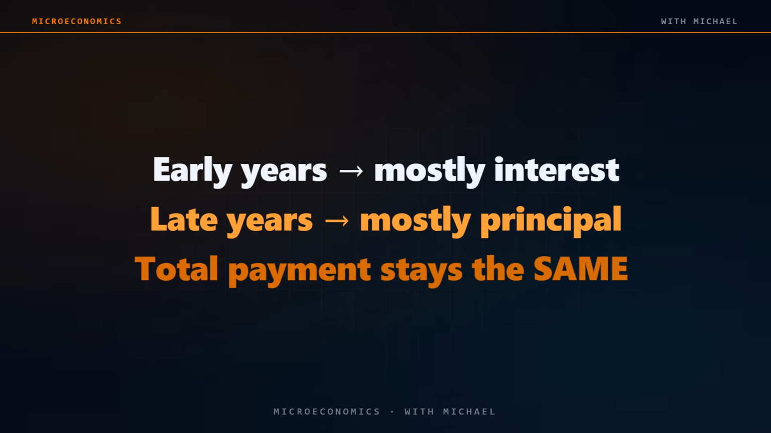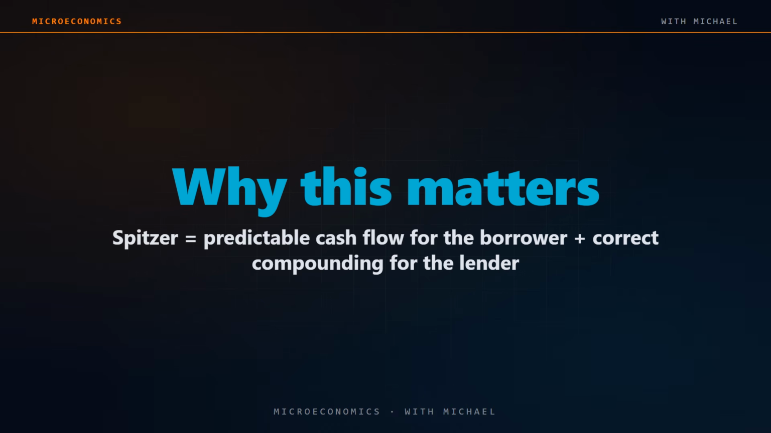This is why the Spitzer method is so widely used for mortgages and corporate loans. It gives the borrower a predictable, fixed cash outflow, easy to budget around, while still satisfying the financial math of compound interest. The lender always charges interest on the current outstanding balance, but the borrower always pays the same total. The only way to reconcile those two requirements is to find one specific PMT that makes everything balance out over the full term. So how do we find that PMT?